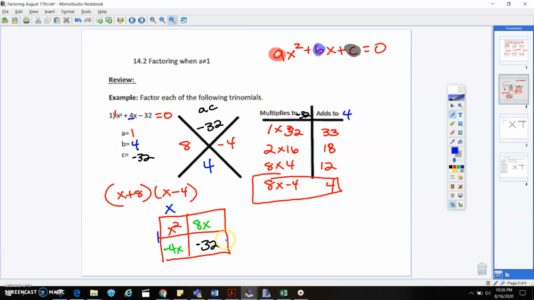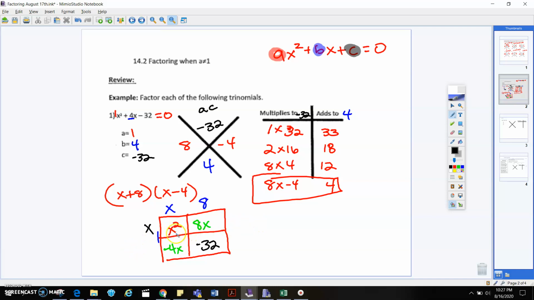In this column over here, they both don't have an X, but I know that a factor of 32 is 8. So I'm going to pull out an 8 as my GCF. Okay, over here, in this row, we're trying to think, okay, what does x squared and 8x have in common? Well, they both share an x, right?